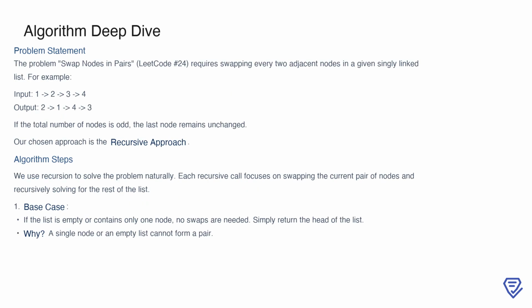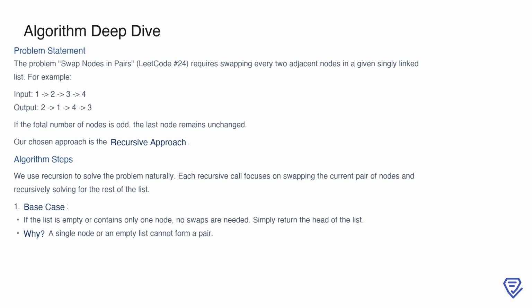The problem, swap nodes in pairs, asks us to rearrange a singly linked list such that every two adjacent nodes are swapped. For example, given an input list of 1-2-3-4, the output should become 2-1-4-3. If the list has an odd number of nodes, the last node remains as is since it doesn't have a pair to swap. To solve this problem, we'll use a recursive approach, which is a natural fit for breaking down the problem into smaller pieces.